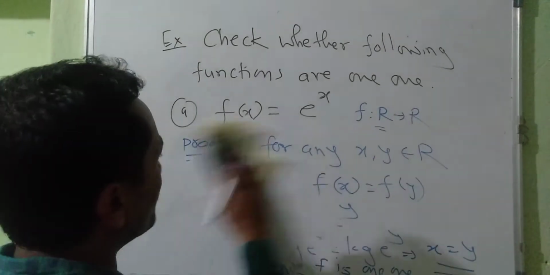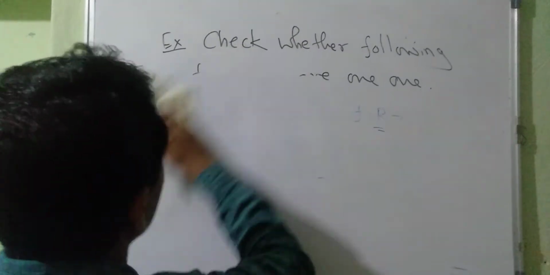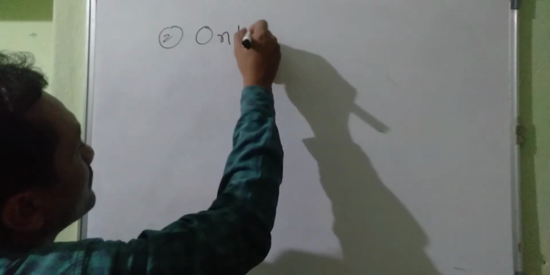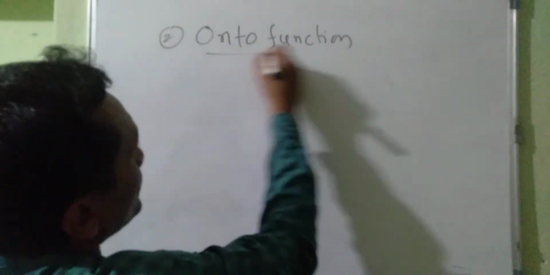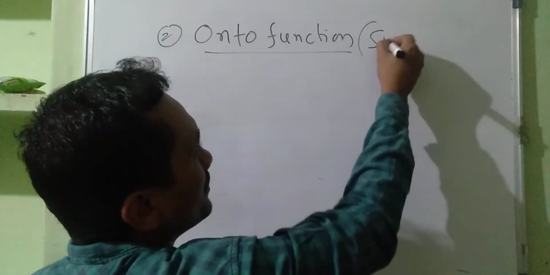So there are so many functions which are 1-1. Next we will take another definition which is very important, the onto function. So what do you mean by an onto function? Onto, or surjective mapping. It is also called surjective.